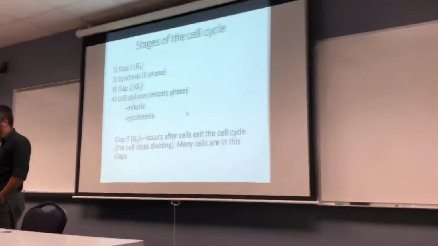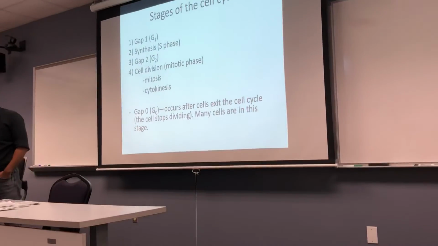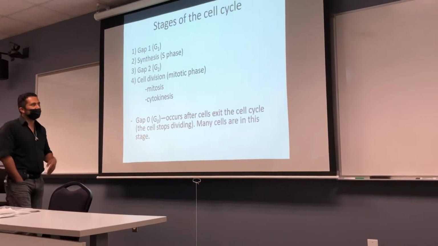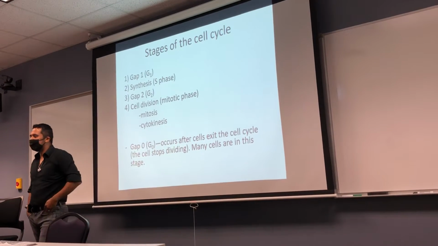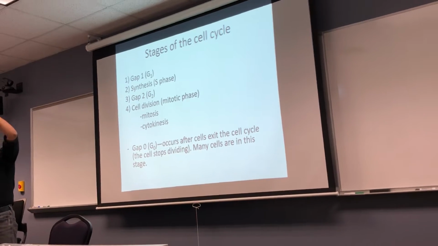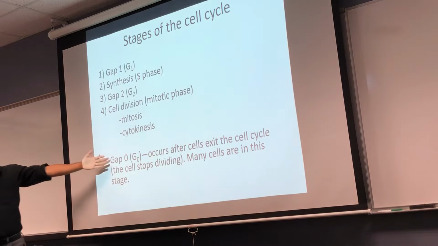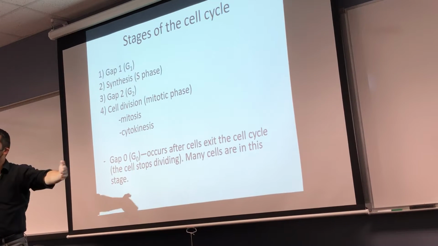Okay, stages of the cell cycle. G1, gap 1, synthesis, S phase, G2, cell division, mitotic phase, mitosis and cytokinesis. And then the gap 0, the G0. Somebody asked, I think last time, about what about resting cells, right? Well, these are the resting cells, the quiescent state, the quiescent cells, senescence.